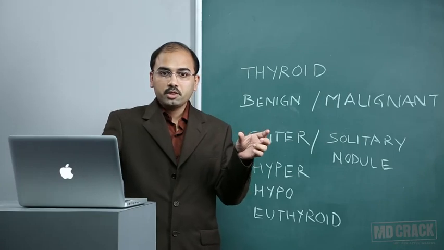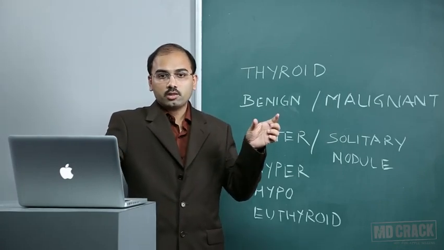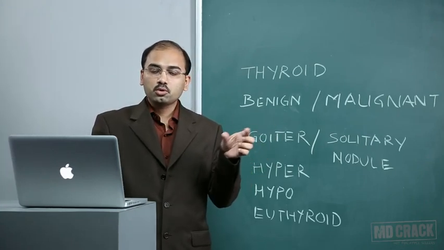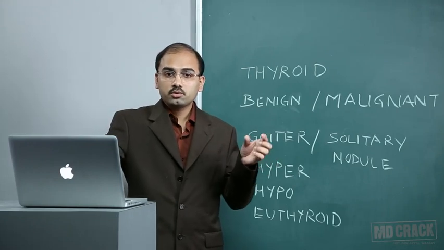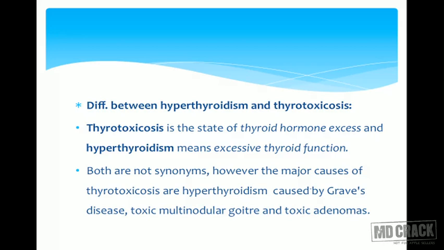So please go through this carefully. If you are given an MCQ, which of the following are causes of thyrotoxicosis and which are causes of hyperthyroidism, you should go through these terms very carefully. Both are not synonyms. However, the major causes of thyrotoxicosis are hyperthyroidism, which may be caused by Graves' disease, toxic multinodular goiter and toxic adenomas. So the causes of hyperthyroidism leading to thyrotoxicosis are Graves' disease, toxic multinodular goiter and toxic adenomas.